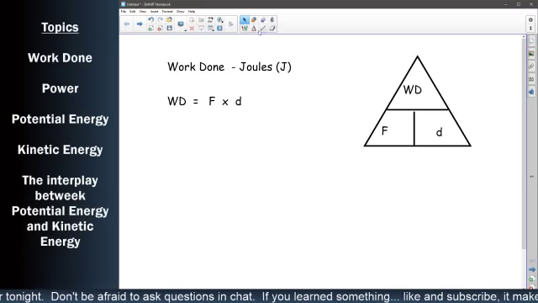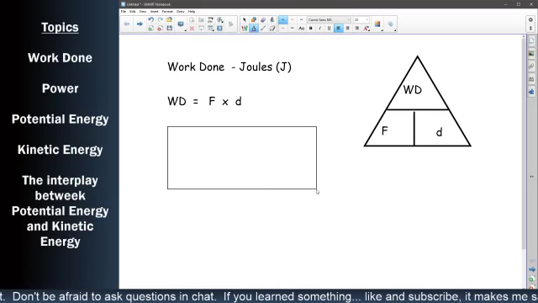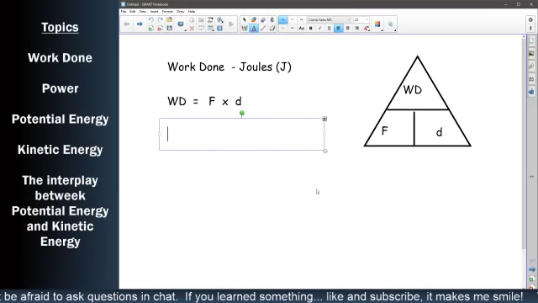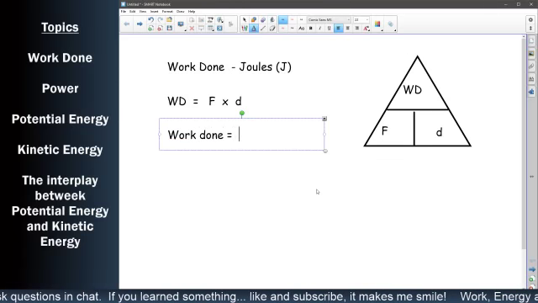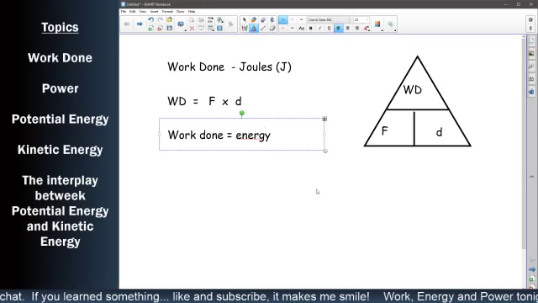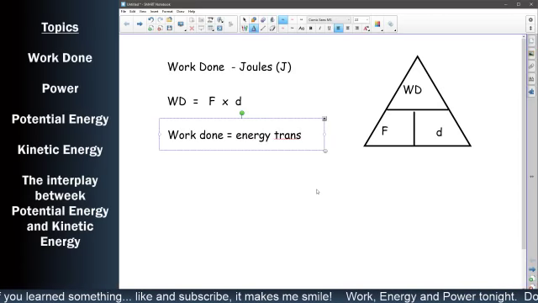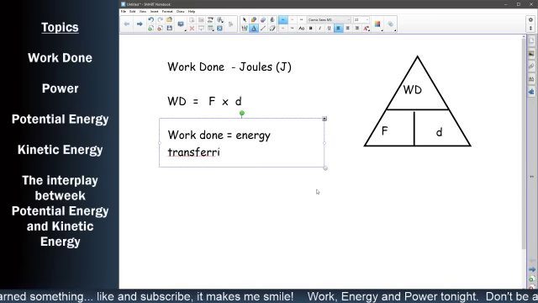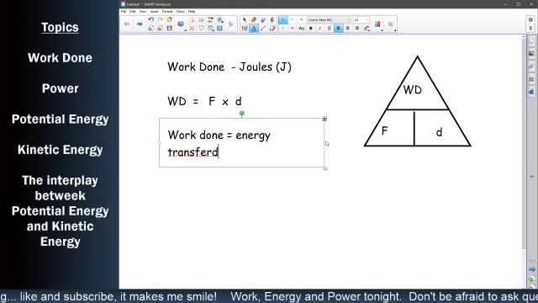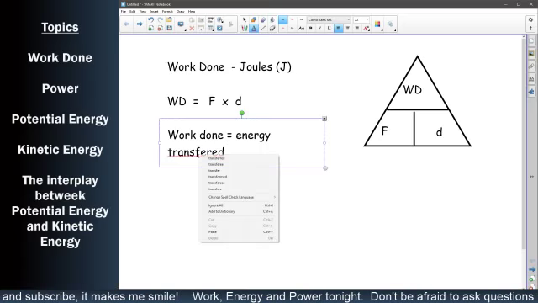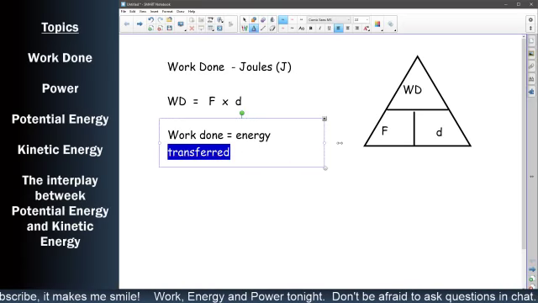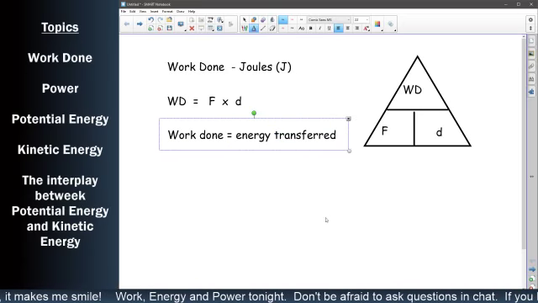The more interesting concept is in fact the second definition of work, which is a word-based one: work done is equal to energy transferred. My keyboard skills are still not getting better despite 9-10 weeks of doing this. Talking and typing is not easy. Right, there we go. Work done is energy transferred.